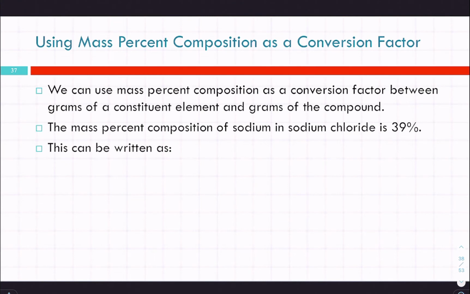There's a couple ways that you can think about this. I think the easiest one, to put it in terms of converting units like we've been doing, is to think of the percent mass composition of sodium in sodium chloride. Sodium in sodium chloride is 39%. You can just assume that we have 100 grams of sodium chloride. So then we have 39 grams of sodium in 100 grams of sodium chloride.